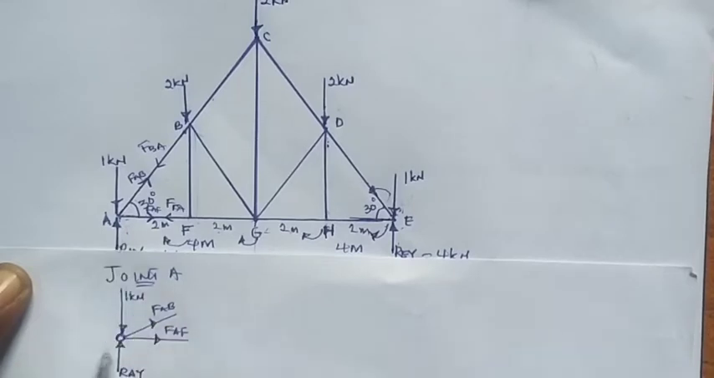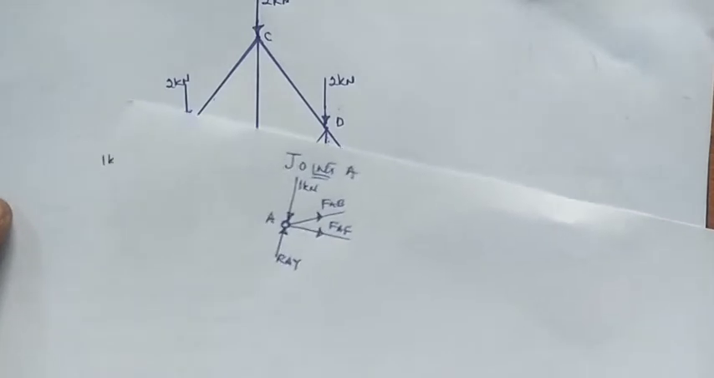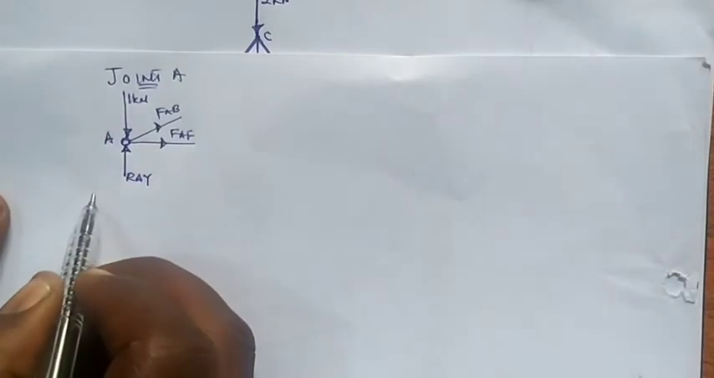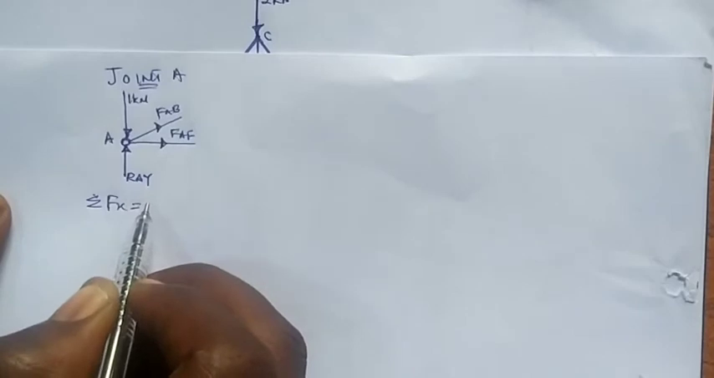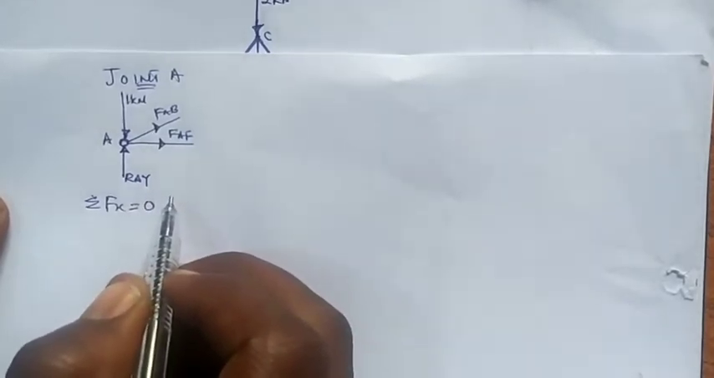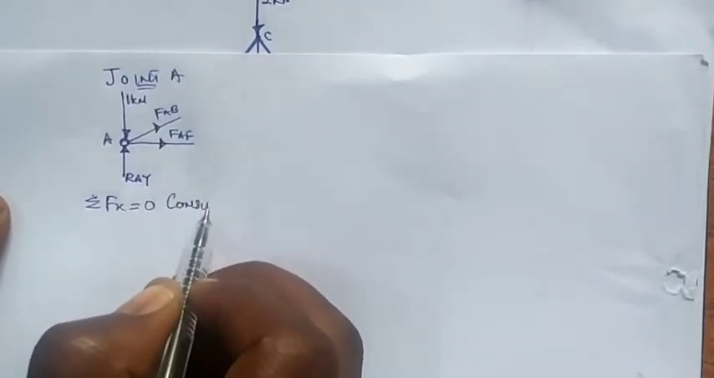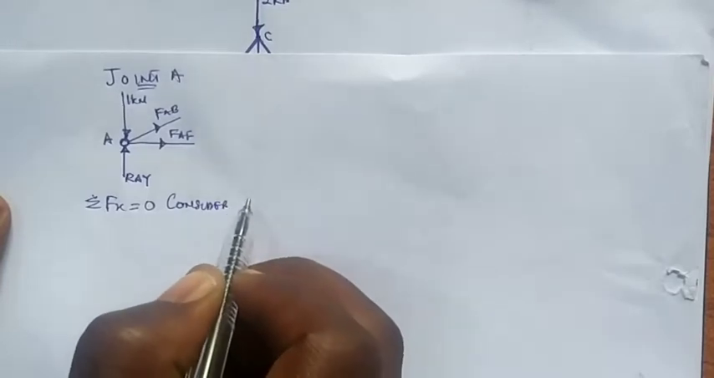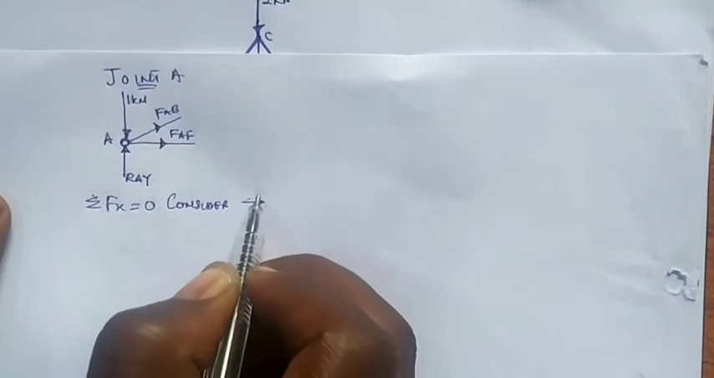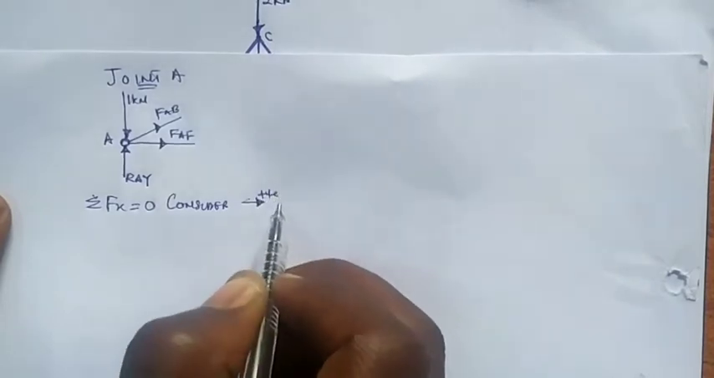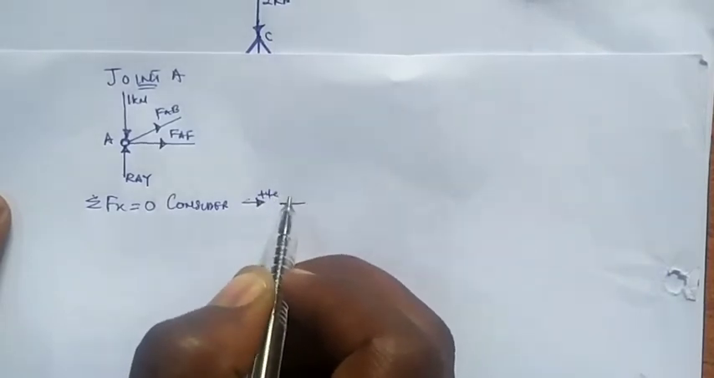Right? Then these are joint A. So we'll start. The first thing you do here is take the summation of Fx equals to what? 0. So we have to consider clockwise moment. Consider forward force to be positive and backward force to be what?